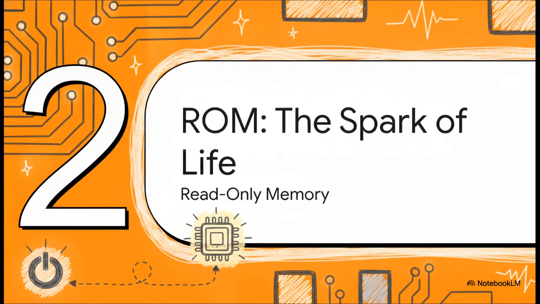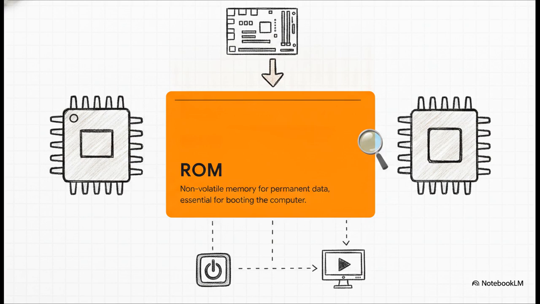And that brings us to Section 2, ROM, the spark of life. Let's trace the journey of your device from the exact microsecond you hit that power button. Meet ROM, or read-only memory. This is non-volatile memory used to store permanent data. Before your computer can even load its operating system, it has to know how to turn on, right? ROM stores those absolutely essential, low-level startup instructions, things like the BIOS or UEFI. Without ROM, your computer is basically in a coma. It wouldn't even know how to wake up or recognize its own hardware.